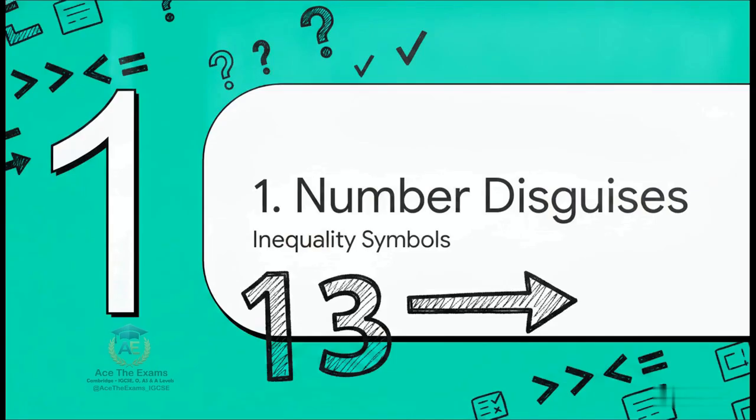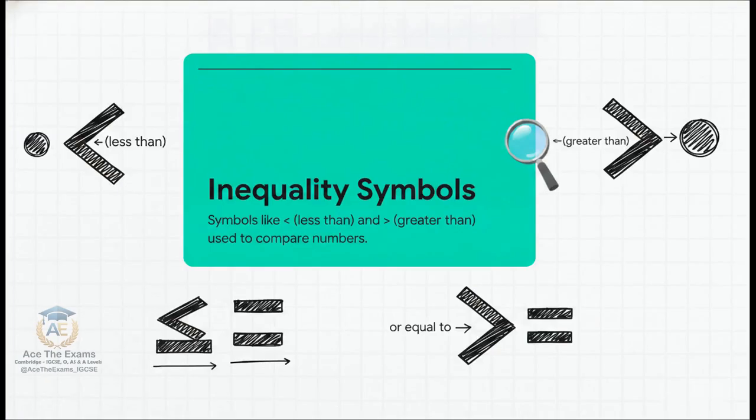Section 1, the number disguises. Look, before we can even think about comparing and ordering complex lists of numbers, we need to make absolutely sure we deeply understand the basic mathematical language of comparison. We have to walk before we can run. It all starts with the foundational inequality symbols. You've seen them a million times.